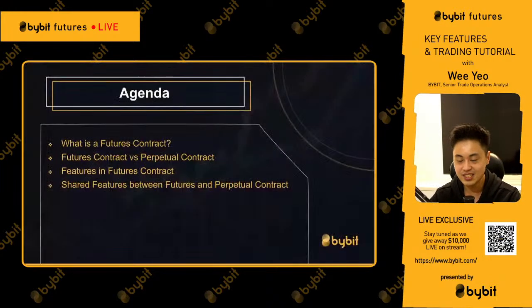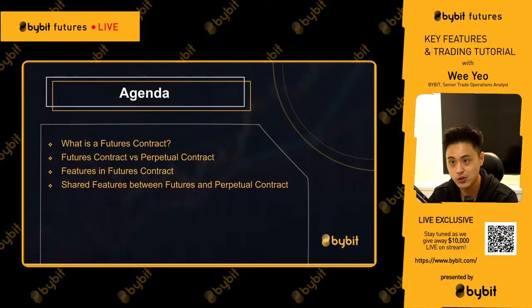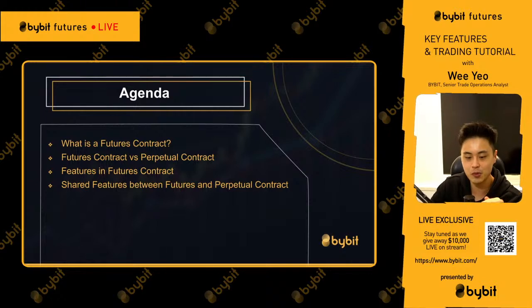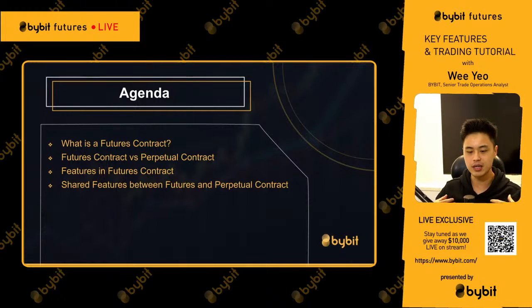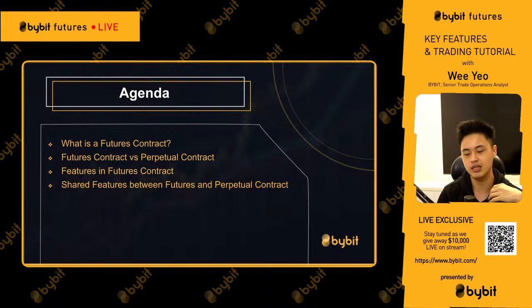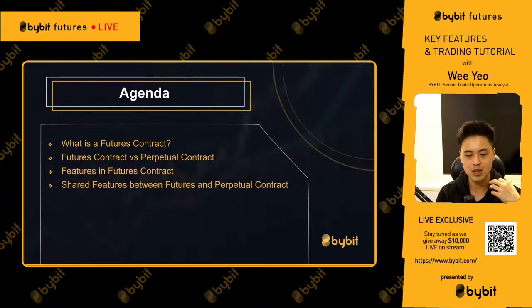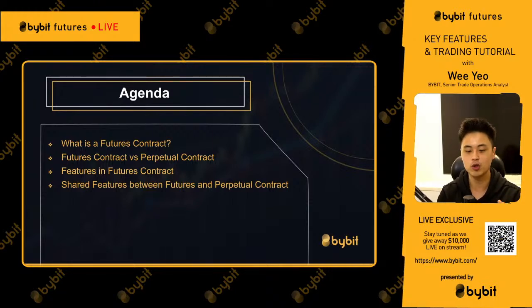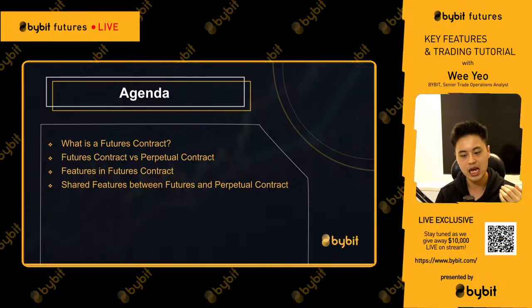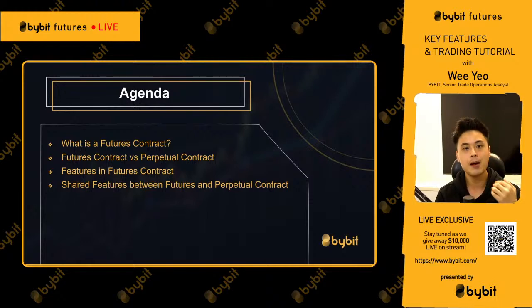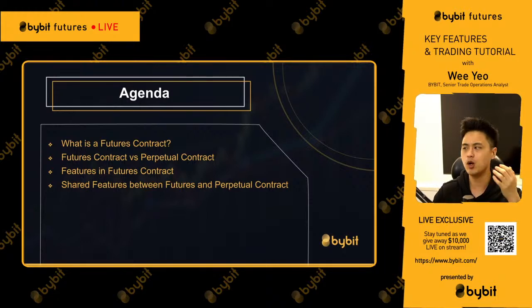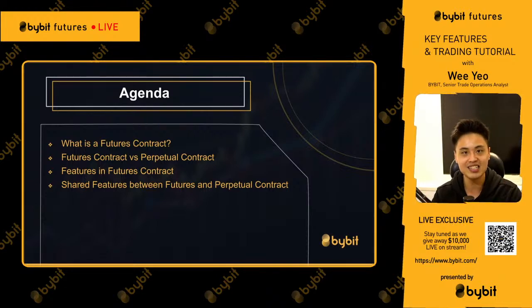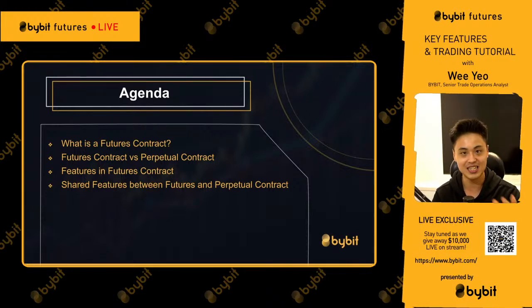So firstly, this is the agenda. You all can see my screen, and these are some of the topics that I'll be going through today. Firstly, what is a futures contract? Some of y'all may be new to this, or some of y'all may be an expert already, but we'll be going through a very quick introduction about futures: what is it for, what is it mainly used for? Secondly, we'll be going through the differences between futures and perpetual contract. As y'all are aware, at Bybit we have our perpetual contract, so some of y'all may be wondering what the difference is between futures and perpetual. We'll be highlighting some of the similarities and also the differences in between.